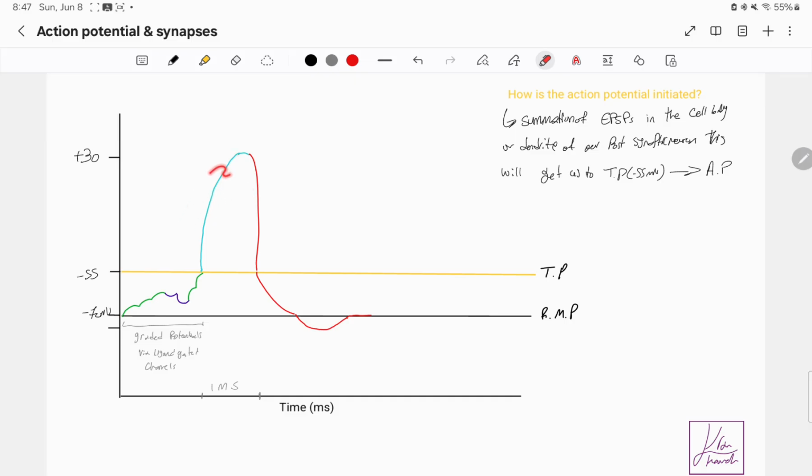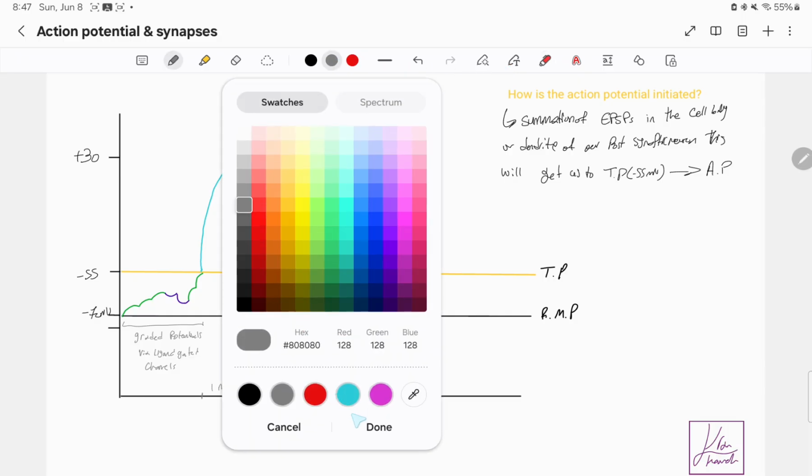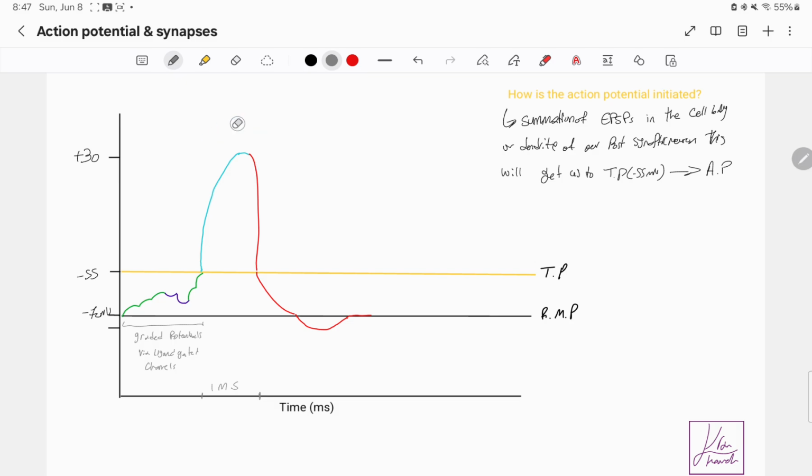We are increasing the membrane potential. What was that called when we're increasing the membrane potential? We said that that's called depolarization. So this right here is the depolarizing phase of the membrane potential. Afterwards, you can see that it's going back down all the way towards the resting membrane potential again. What is that called? That's called repolarization.